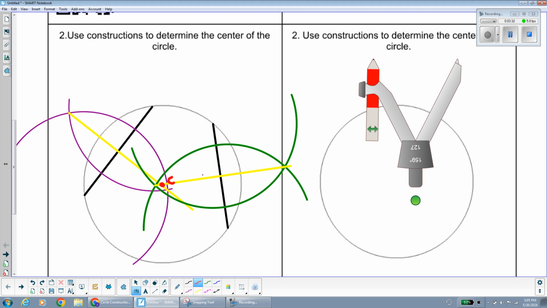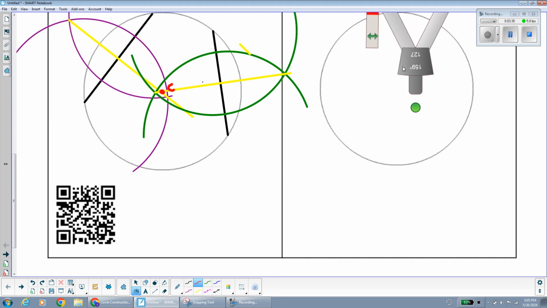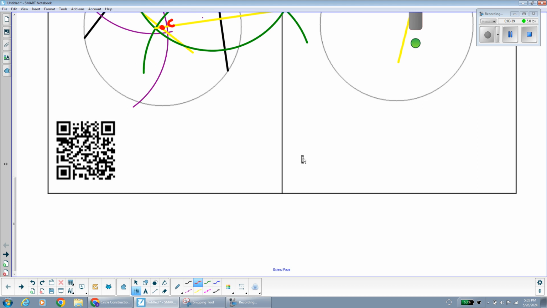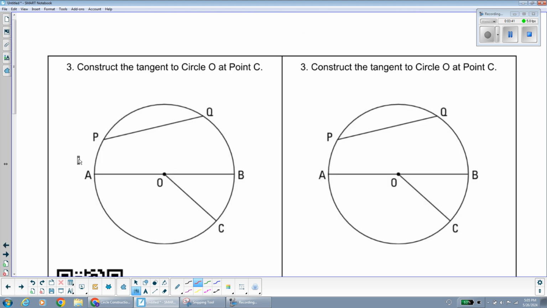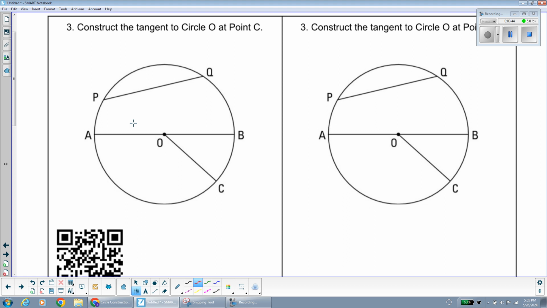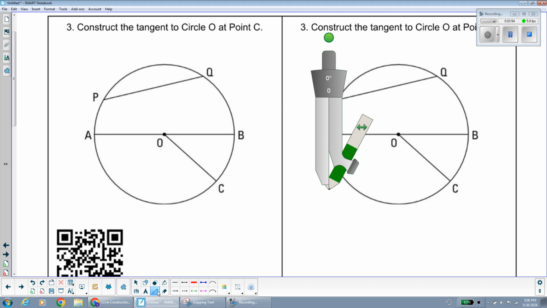Moving on to the next circle construction that we're going to do in this video, we are going to construct the tangent to circle O at point C. A tangent is just a line that intersects the circle in one spot. Just with a straight edge, not with constructions yet, I'm just going to show you what we're going for. We want a line that only touches the circle at this point C. So this is what we're going for here.